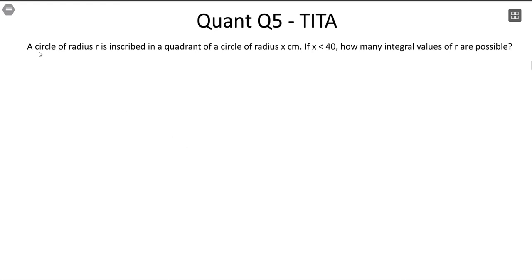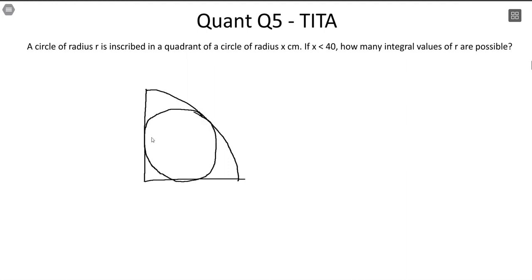Next question. A circle of radius r is inscribed in a quadrant of a circle of radius x centimeter. If x is less than 40, how many integral values of r are possible? Okay, let us first draw a quadrant of a circle. Will look something like this. Now there will be a circle inside of it, touching it.